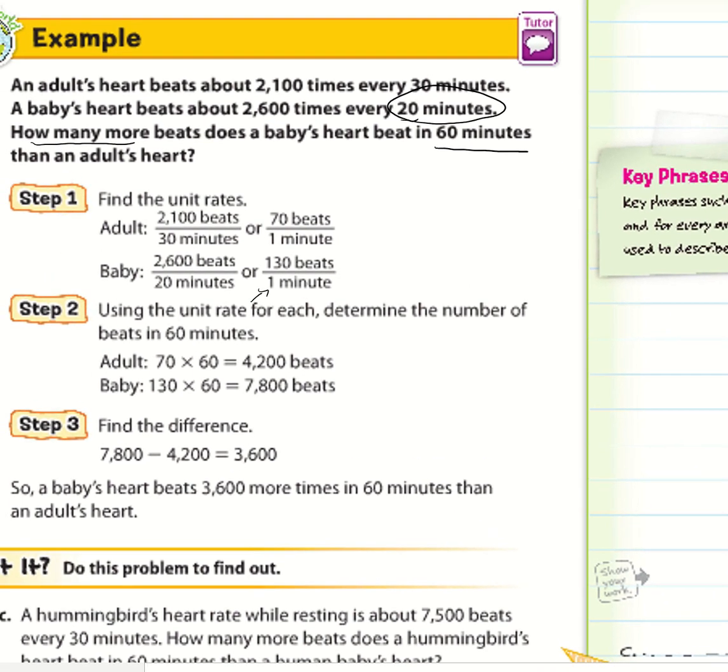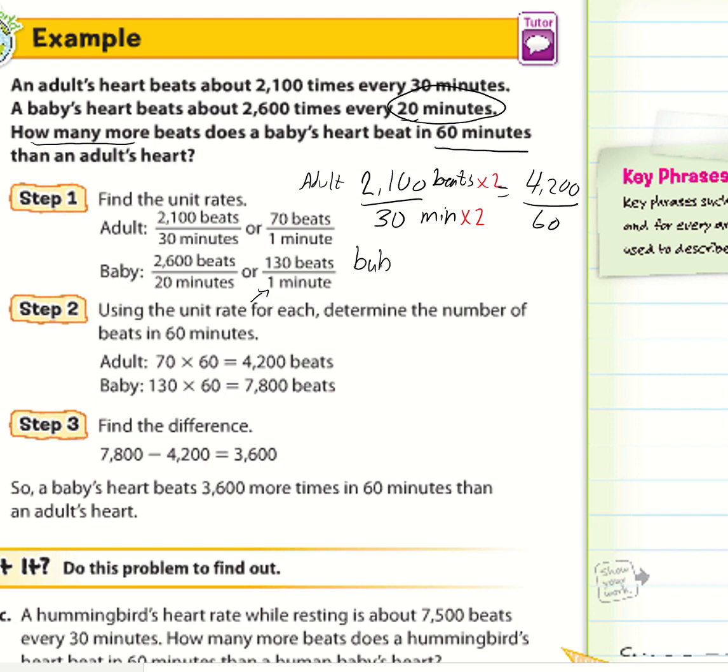I'm going to show you a different way, the way I would have done it. I know 2,100 for every 30 minutes. This is for the adult. What I would have done was I wouldn't simplify. I know if I times it by 2, I'm going to get 60 minutes. So I'd get 4,200 over 60 right away for the adult.